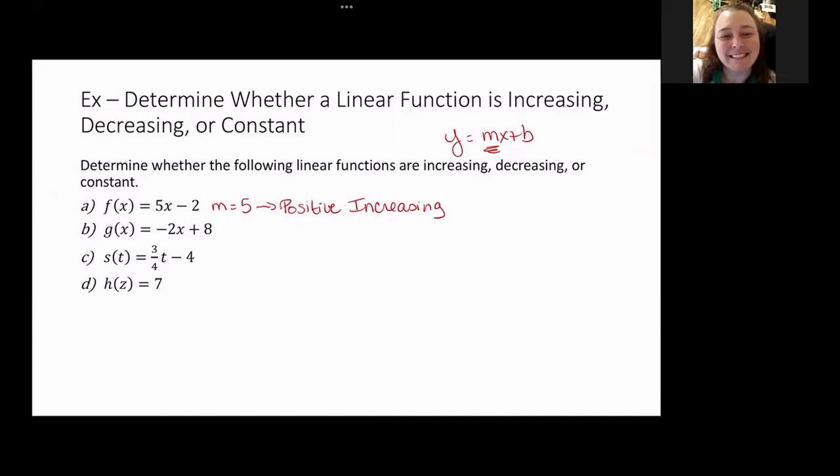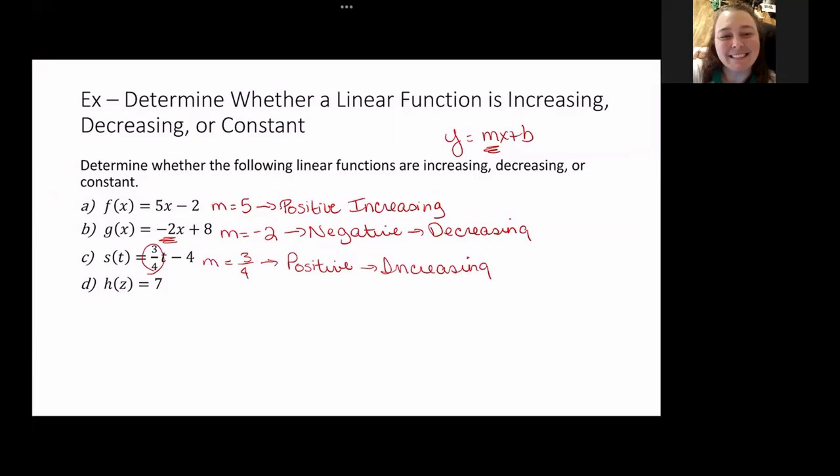Okay, number B. g of x equals negative 2x plus 8. My m is equal to negative 2. Remember, that's all I care about. That is going to be a negative number, and therefore it is decreasing. For C here, my m is 3/4. I don't care that it's a fraction. All I really care is that it's positive. And therefore it's increasing.